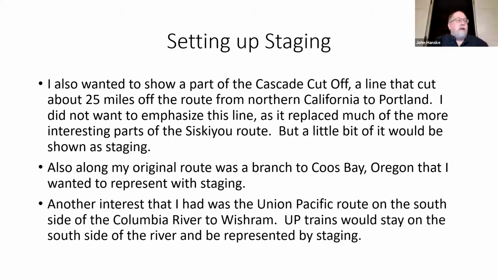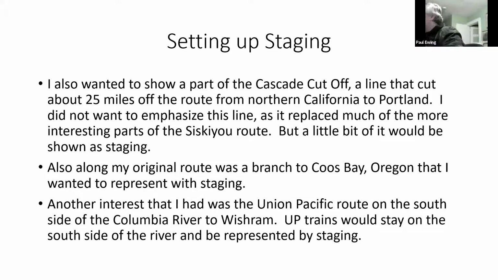I also wanted to show part of the Cascade Cutoff. Now the Siskiyou line from Northern California up through Oregon has, I think, 33 complete circles of track. So it's very model railroad friendly. But the Southern Pacific didn't like it very much. They made the Cascade Cutoff, which cut off a lot of track. So I wanted that in there too. I thought, well, I'll show that as staging. I've got a branch to Coos Bay, Oregon that is represented with staging.